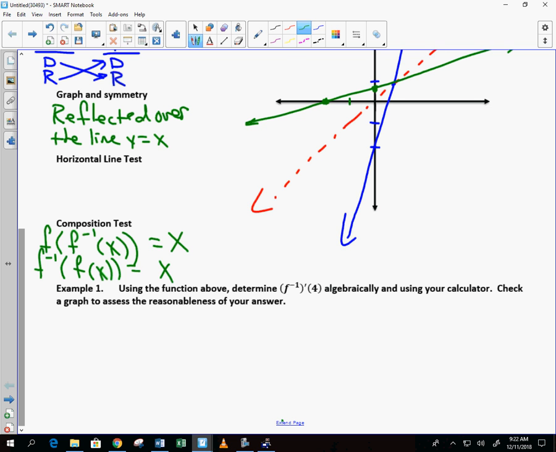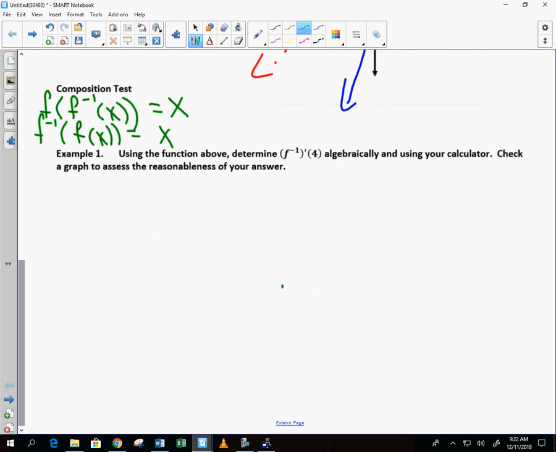So the question is, what about the derivatives of these inverse functions? It says, using the function above, determine the derivative f prime of 4 algebraically and using your calculator. We will not use the calculator. And check a graph to assess the reasonableness of your answer. We've kind of already looked at the graph, but the whole idea is I'd like to find f inverse prime of 4. Okay? So again, I just want you to think about where we're at.